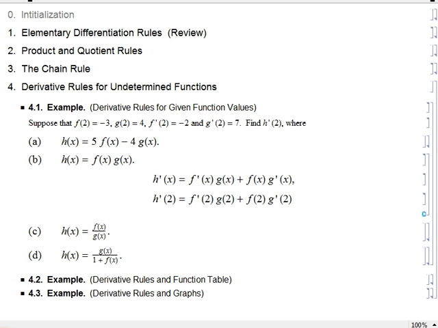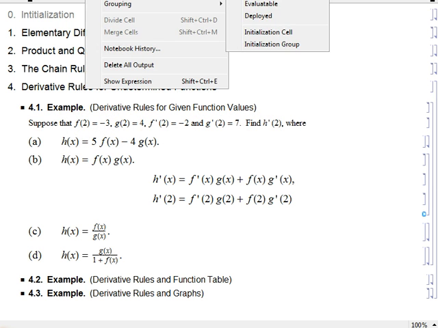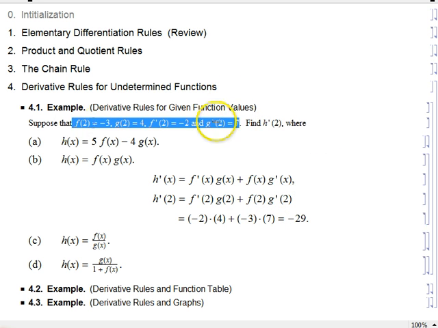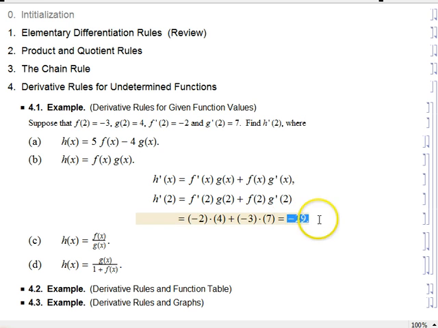The final step: all you have to do is go back to this part and plug in appropriate numbers in appropriate places. f prime of 2 is negative 2, g of 2 is 4, f of 2 is negative 3, g prime of 2 is 7, as we have all here, and then calculate all that. I got negative 29 if I did all the computation correctly.